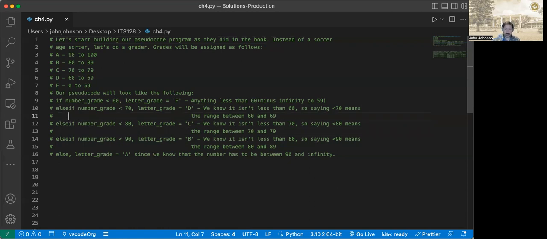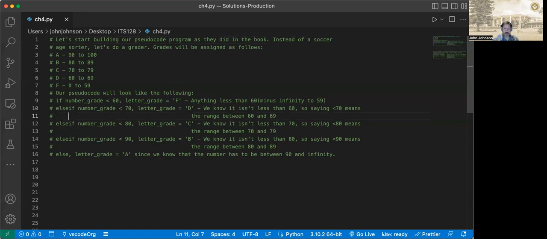But we have else if number grade is less than 80, letter grade equals C. So from the first two statements that we have, if it's made it this far, we already know that it isn't less than 70. So saying less than 80 means we're going to be looking at the range between 70 and 79. Then the next statement continues in the same way.